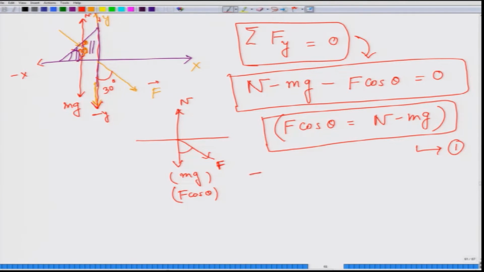Similarly, from summation of Fx equal to 0, I can find the forces along the x direction. So, what are the forces along the x direction? I can see from my diagram that if F has an angle of 30 degrees here, then along the x direction the component will be F sin theta.